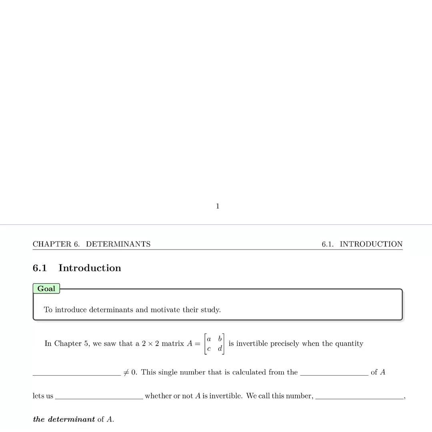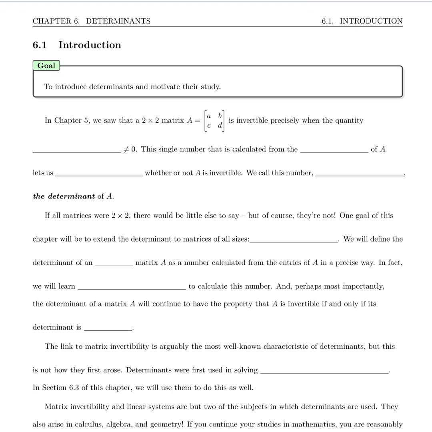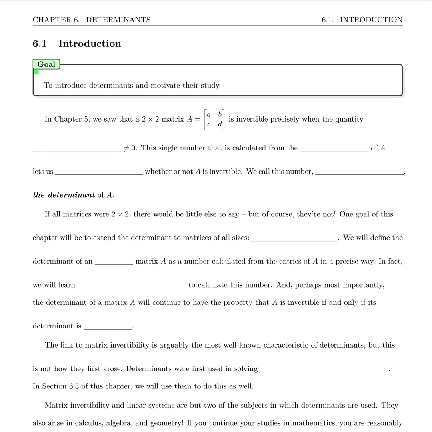Welcome to the first video in Chapter 6 on determinants. So Section 6.1 is an introduction to determinants, and that is indeed the goal, to introduce determinants and motivate their study.